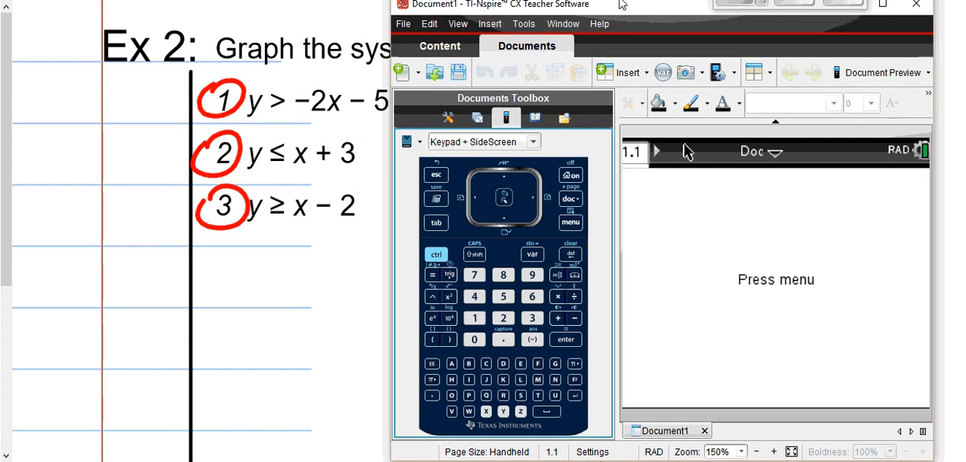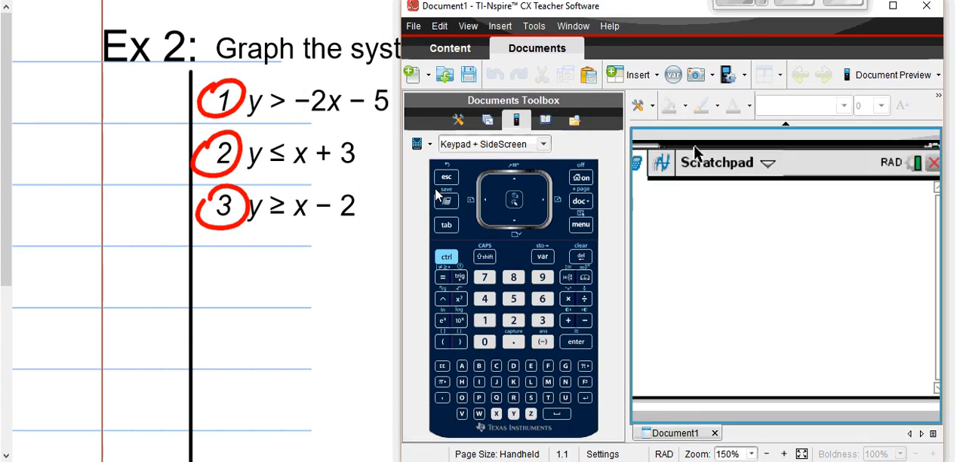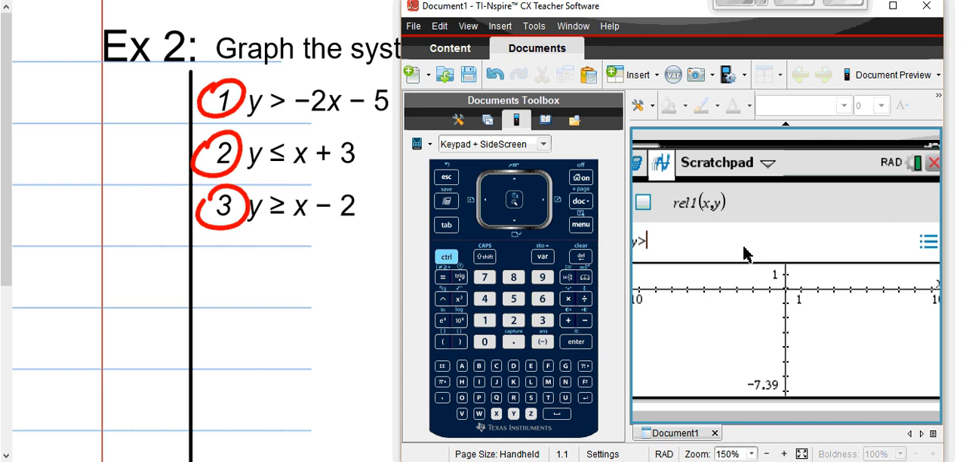So let's pull that calculator up there, and we are going to go to a graph screen. Now then, in that graph screen, right here we have f1 of x equals. We are going to delete that equal sign. And right here, we have a greater than, so we are going to put y is greater than negative 2x minus 5.